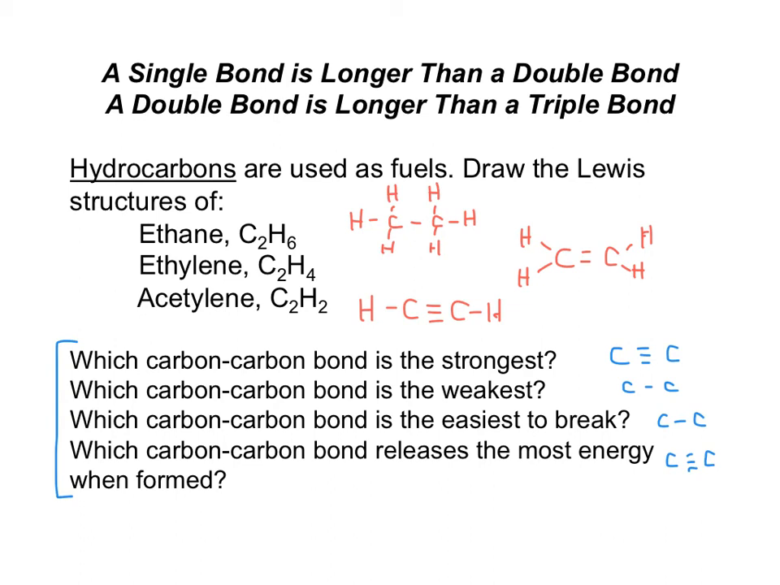The distance between atoms tells us whether it's a single bond, double bond, or triple bond. In a triple bond, the atoms are close together. In a single bond, they're farther apart. So a carbon-carbon single bond requires the least energy to break. A carbon-carbon triple bond requires the most energy to break and releases the most energy when formed.